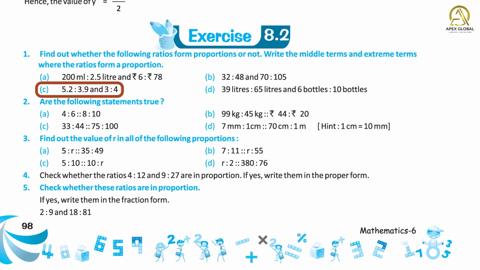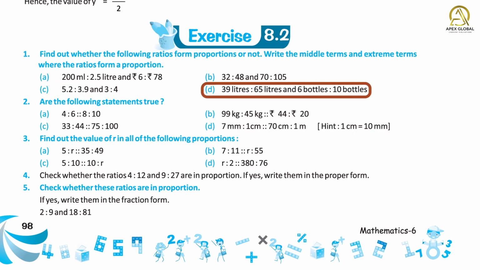C. 5.2 ratio 3.9 and 3 ratio 4. Solution. No. D. 39 liters ratio 65 liters and 6 bottles ratio 10 bottles. Solution. Yes. Middle equals 65 into 6 equals 390. Extreme equals 39 into 10 equals 390.